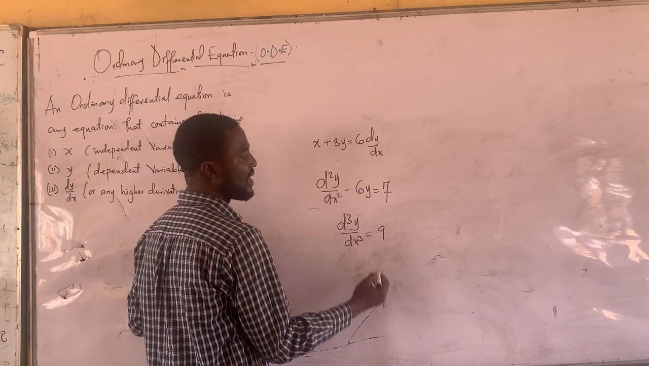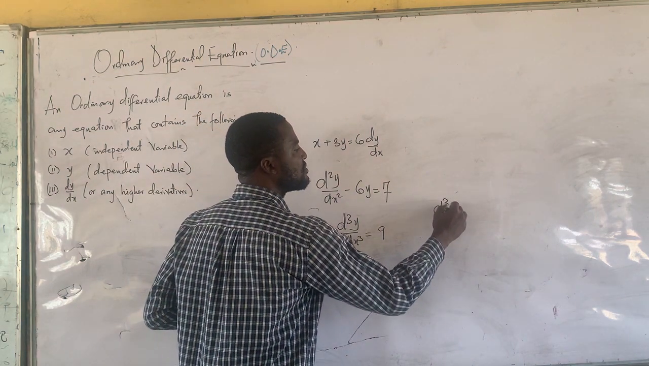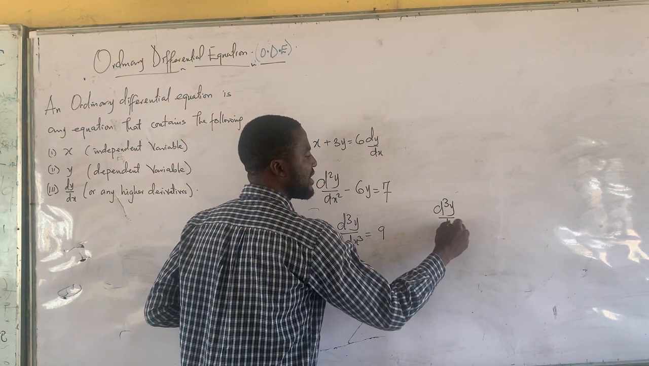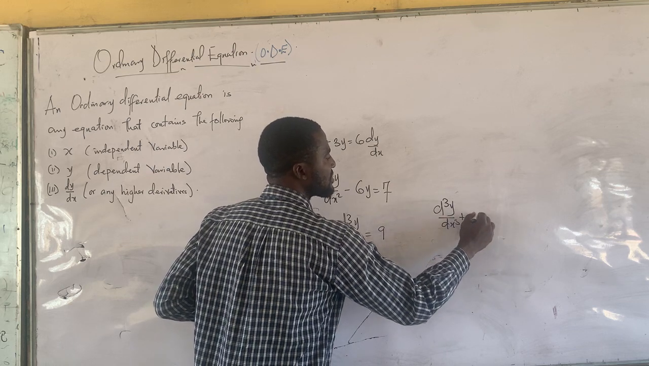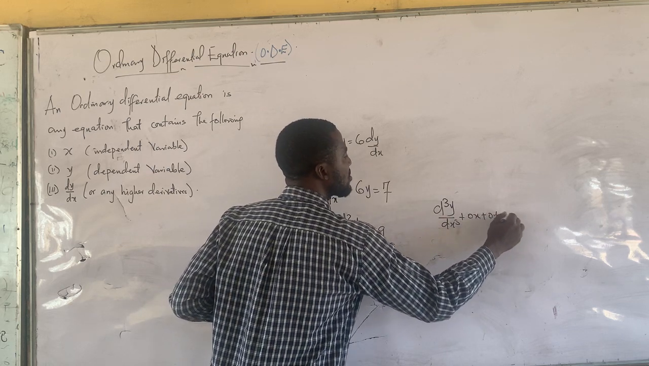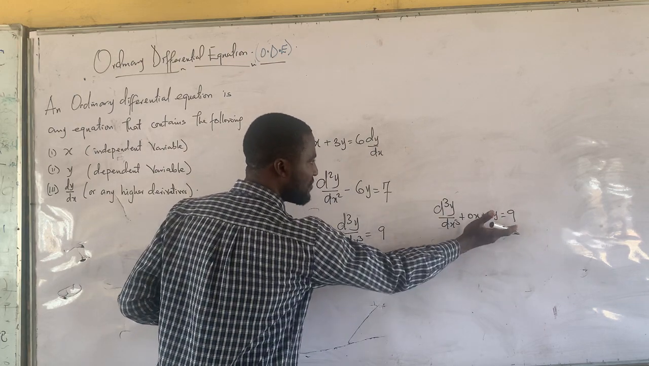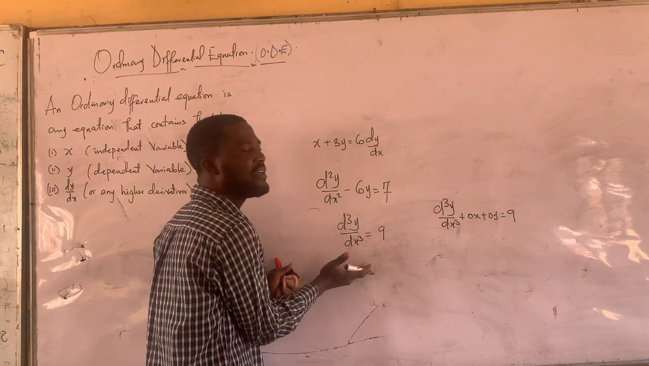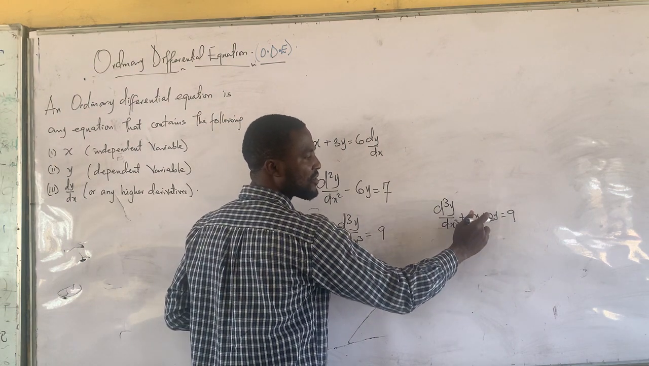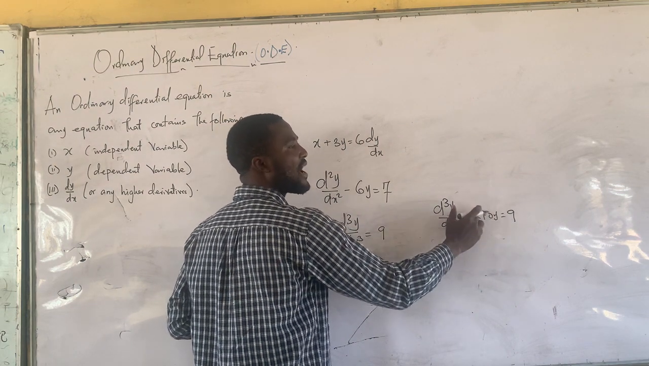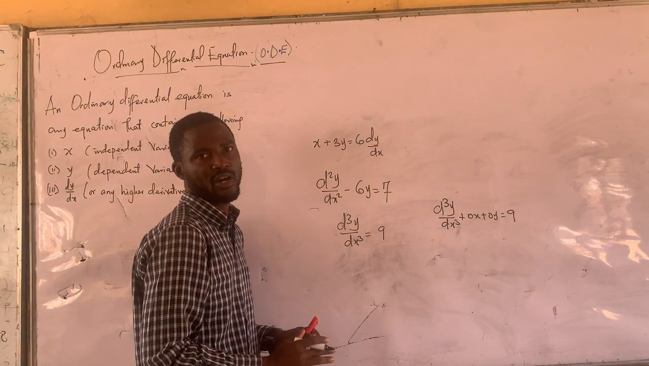I can rewrite this as d³y/dx³ + 0x + 0y = 9. This which you have here is the same thing as everything I have here. The only difference is because I have been able to show to you that the coefficient of x and the coefficient of y are 0. I hope you're getting me now.